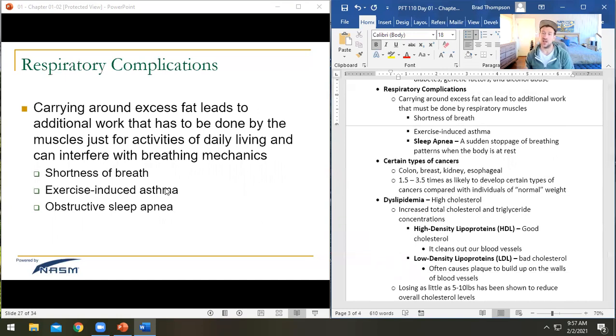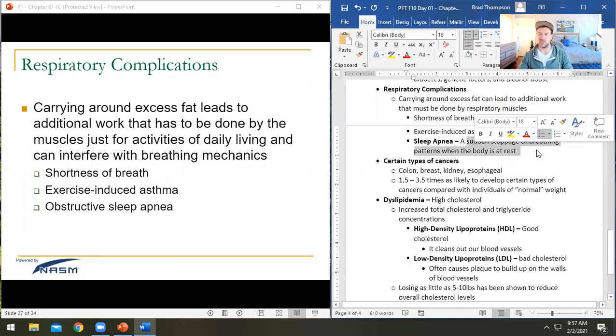Respiratory complications: carrying around excessive fat, whether it's abdominal or not really, but particularly just having an excessively heavy body means that your body has to do additional work in order to move your rib cage and open up the diaphragm. So it will often lead to shortness of breath. It can lead to exercise-induced asthma and even something called sleep apnea, which is a sudden stoppage in breathing patterns. So basically, your body gets into such a relaxed state, your muscles are contracting to help you breathe while you're asleep.